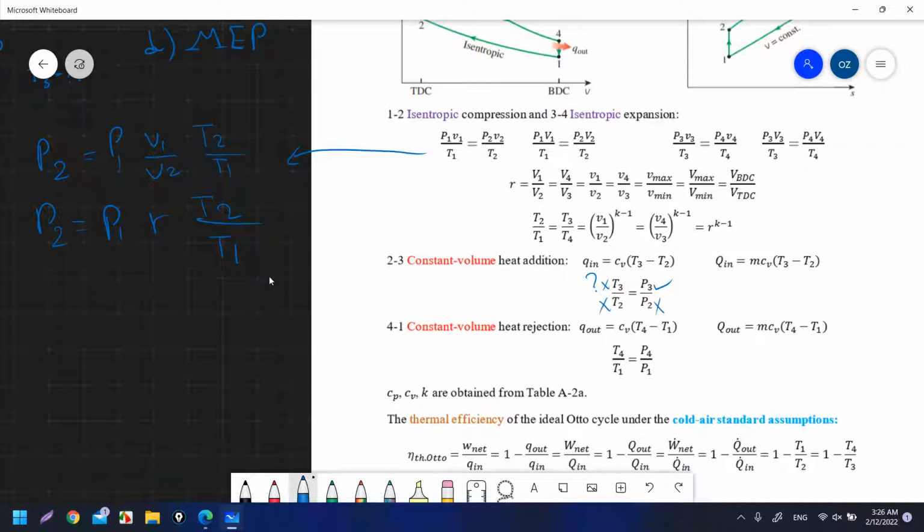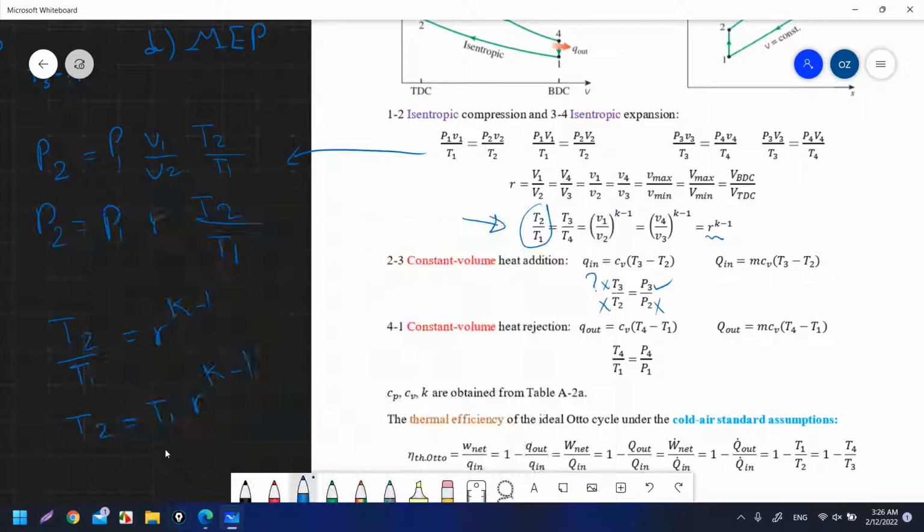In the previous question with variable specific heat, we used table A17. Here we use the isentropic relations and find it from here. So T2 is in this term, this side. I can use either of these equations. The easiest one is r, which is V1 over V2, and also V4 over V3. So T2 over T1 is equal to r^(k-1), and T2 is then equal to T1 r^(k-1). k is 1.4 for air from table A17.